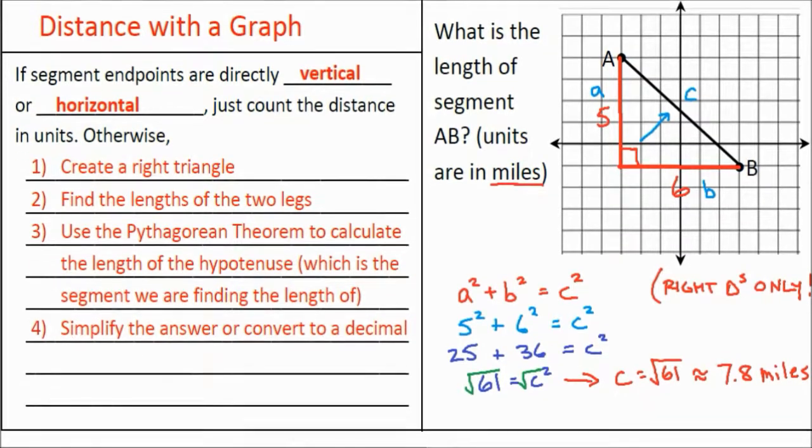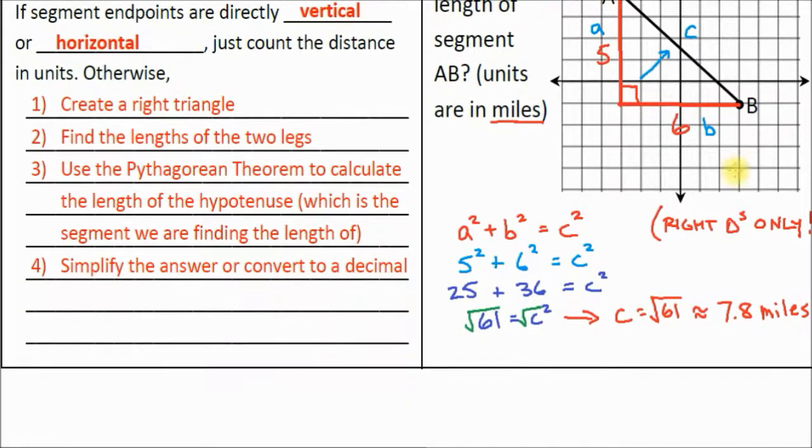Now you know in this class I'm going to want you to be writing a lot of your answers in sentences. So the way we would write this in a sentence, let me change the color here, is: the length of segment AB is 7.8 miles.